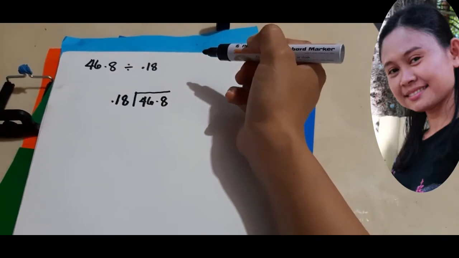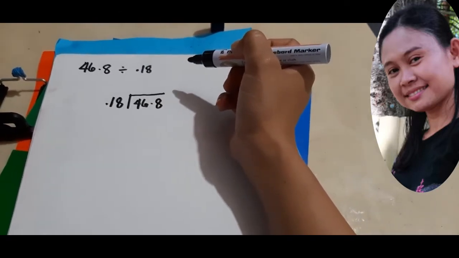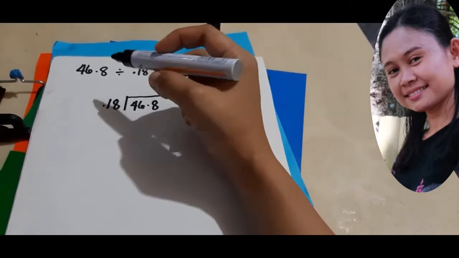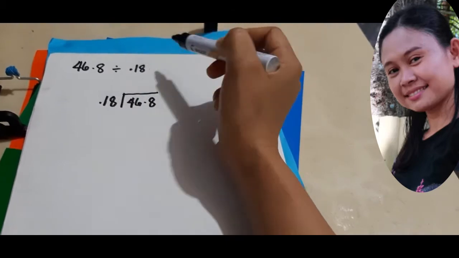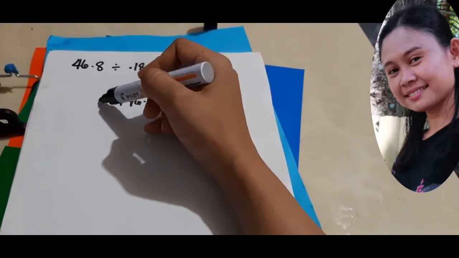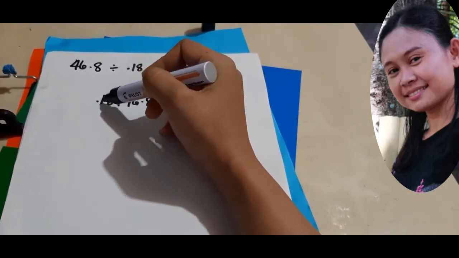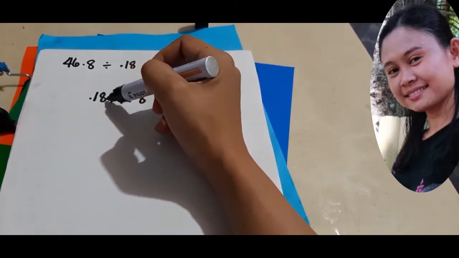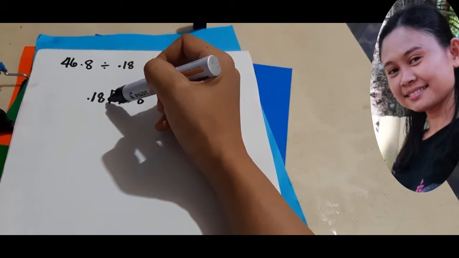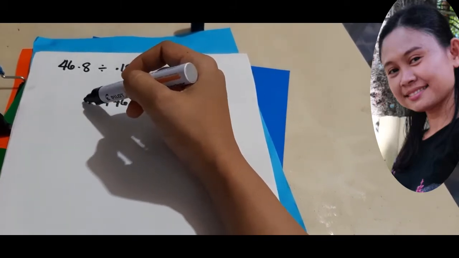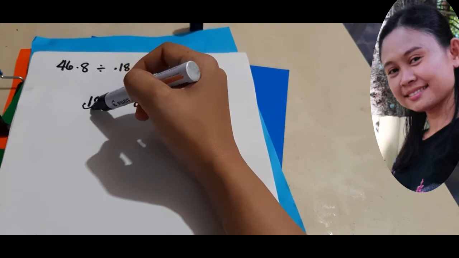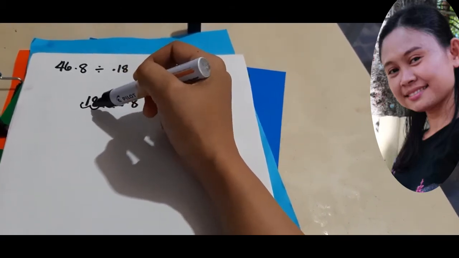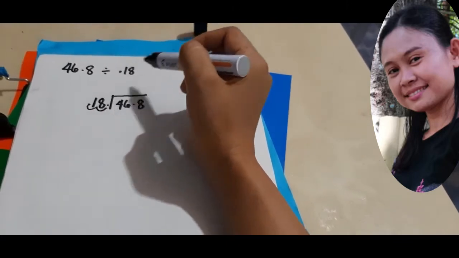The pattern for division of decimal numbers is that we need to make the decimal number into a whole number. So we need to move to the right. There are 2 digits that you need to jump just to move the decimal to your right. So let's move it. 1, 2. So instead of 0.18, it is now 18. The whole number is 18.